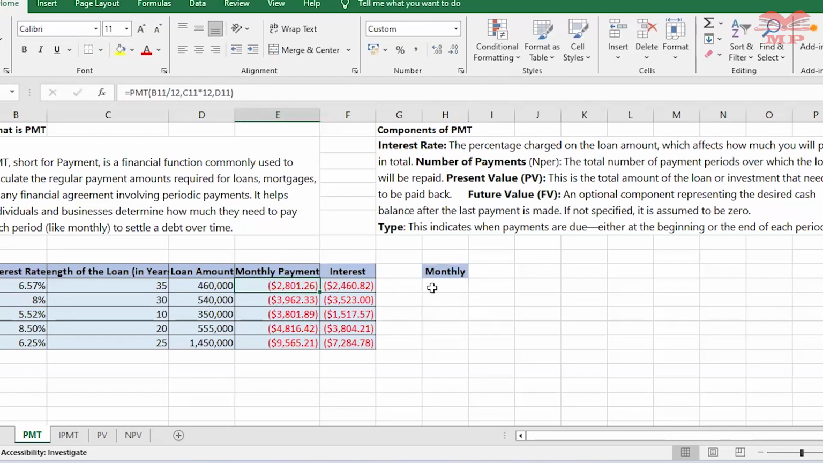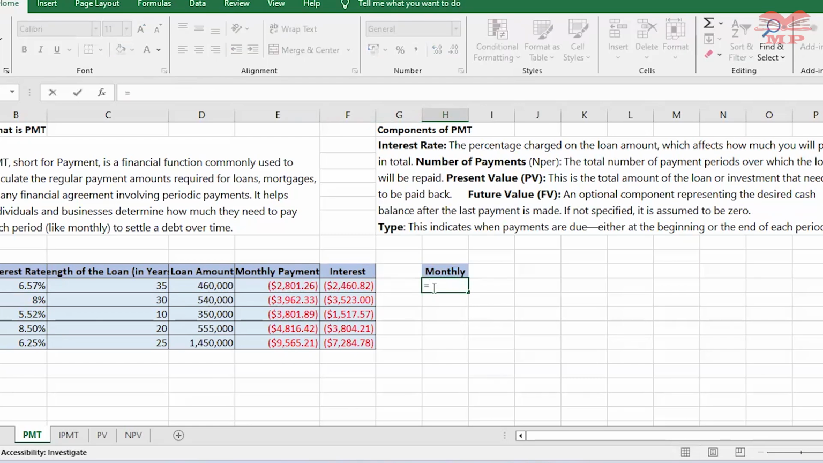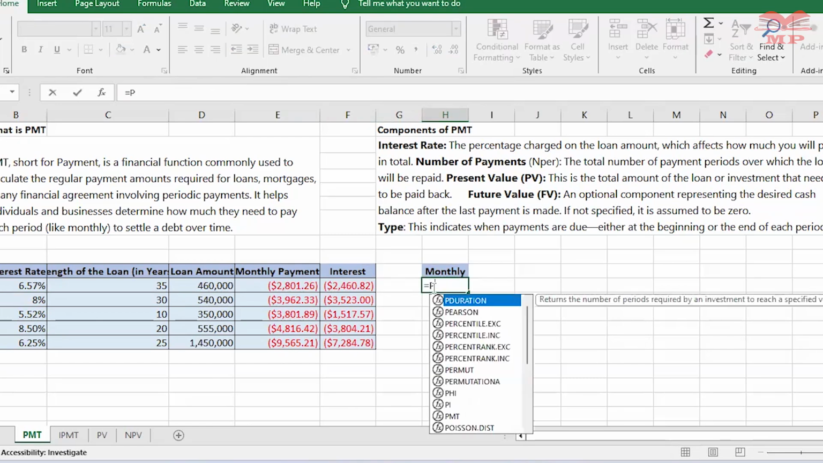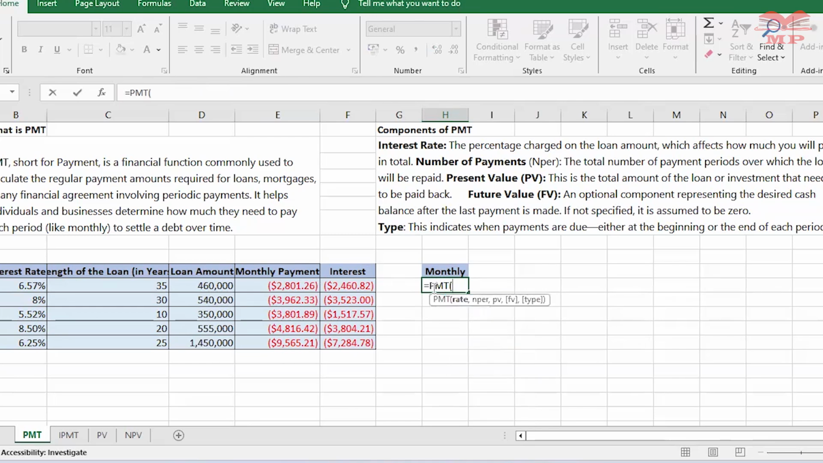So this is the same amount here, but I'll go step by step. So equals, then of course I'll start with PMT, it's an Excel function. So the rate, this is the interest rate. In this case, the interest rate is 6.57, but the thing to note is this is the annual interest rate. You need to turn that into the monthly interest rate. And you can guess that you'll do that by dividing this by 12 to give you the interest rate for every month. So we are done with the interest.